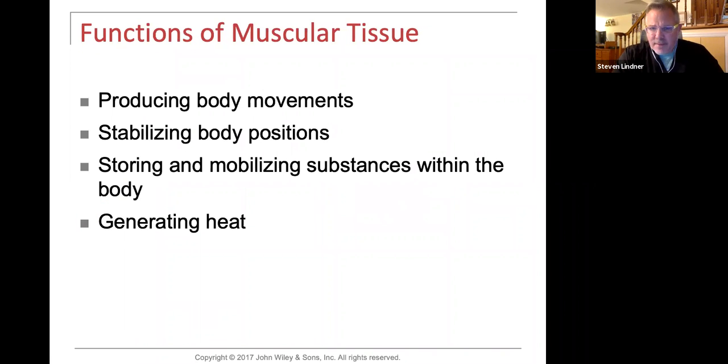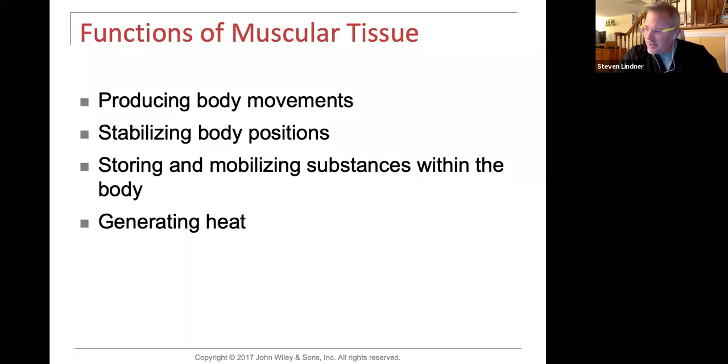The functions of muscles are to produce body movement. When muscles contract, first we have to look at that word contract, right? Most people think contraction means to shorten, that if I move my arm from here to here, that my bicep muscles needed to contract. Well, yes, that's partially true, but it also can contract as my arm is lengthening, not just shortening. So the term contraction really means that there's tension that's being generated within the belly of the muscle.